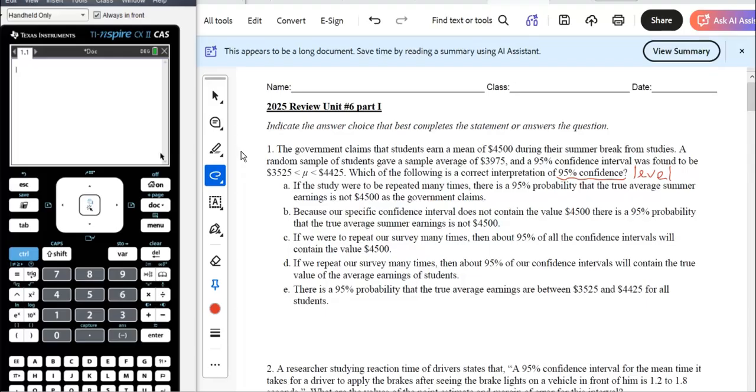So we don't even actually have to have the results to be able to interpret this. This is irrelevant, right? It doesn't matter. It's a matter of reading it and interpreting the level. So what does that mean when we're 95% confident?